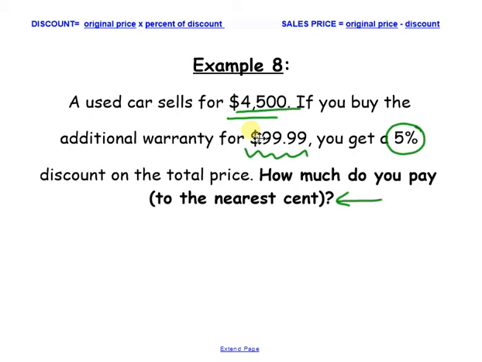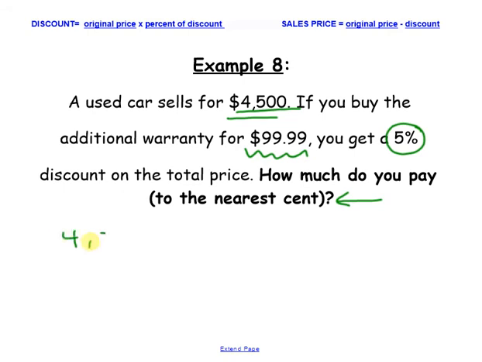Now, the question you have to ask yourself is, do I add them up first and then take 5% off of everything? Or does the 5% only go to one of the items? Well, read it again. If you buy the additional warranty for $99.99, you get a 5% discount on the total price. So we do add them up because the 5% is off of everything. If you think back to the Dunkin Donuts example, the discount only applied to the bagel, not to the cream cheese. So let's go ahead and add those two numbers up.